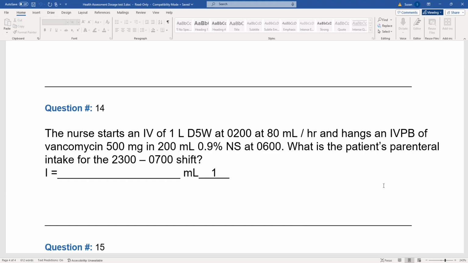But this was started at 2 a.m. So how long is it from 2 to 7? How many hours? 2 to 7. How many hours from 2 a.m. to 7 a.m.?